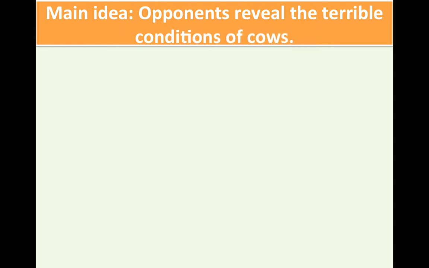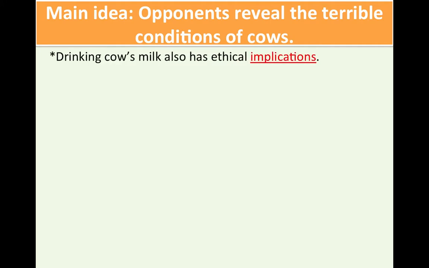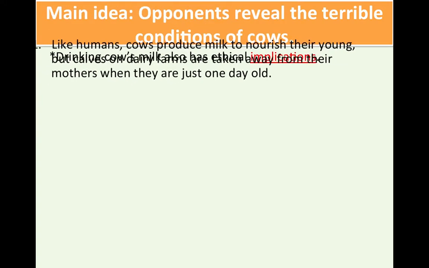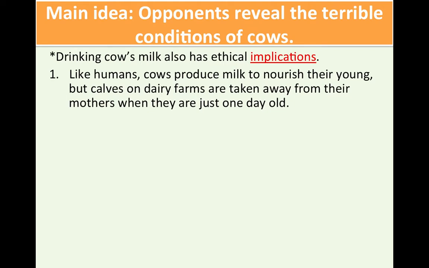And then the next paragraph. Opponents review the terrible conditions of cows. How terrible is it? Let's see. Drinking cow's milk also has ethical implications. Later on I will tell you what implication means here. The first one is, like humans, cows produce milk to nourish their young, but calves on dairy farms are taken away from their mothers when they are just 1 day old. Imagine if you were the cow.